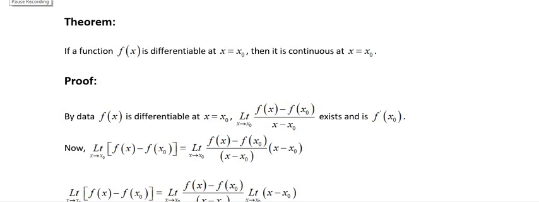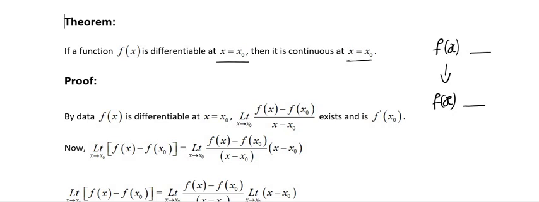Next we are going to prove a theorem. If a function f of x is differentiable at x equal to x naught, then it is continuous at x equal to x naught. That means if a function f of x is differentiable, then it is compulsorily continuous at the same point. Observe, here also x equal to x naught, here we have x equal to x naught. Proof. So now we are going to consider this concept and prove it.